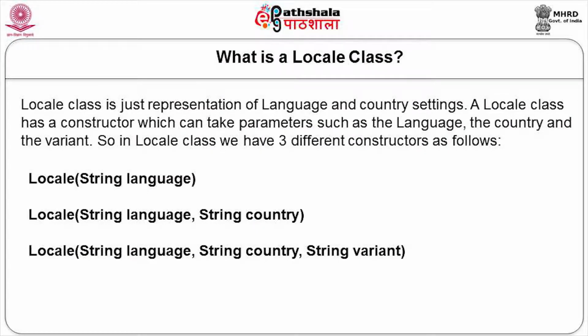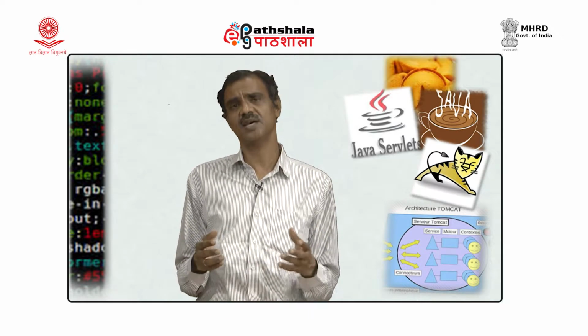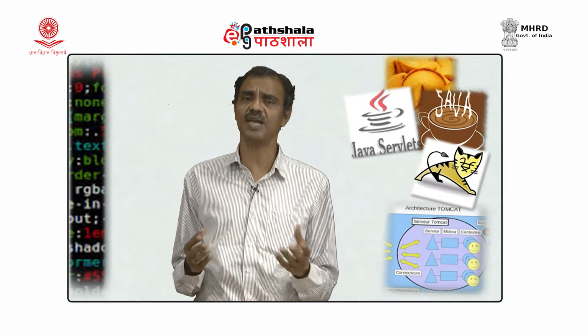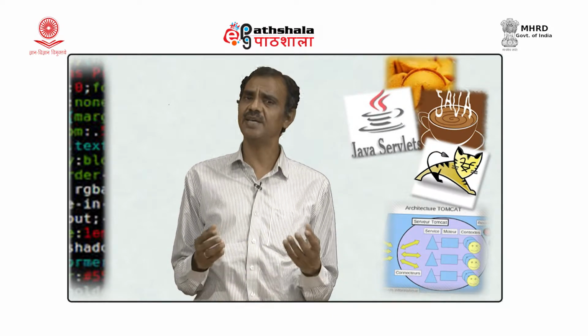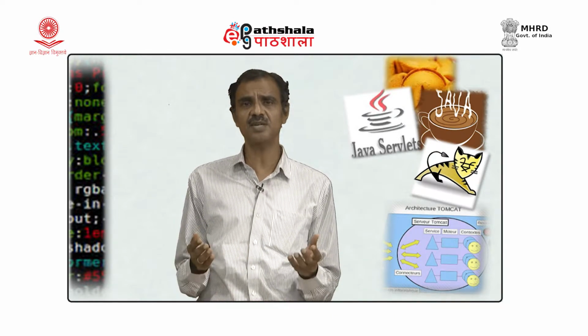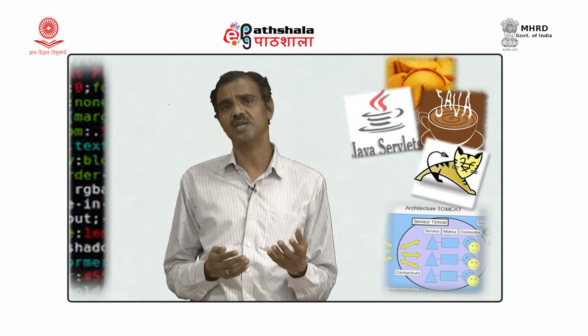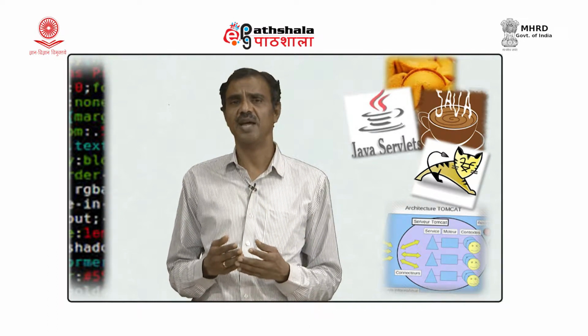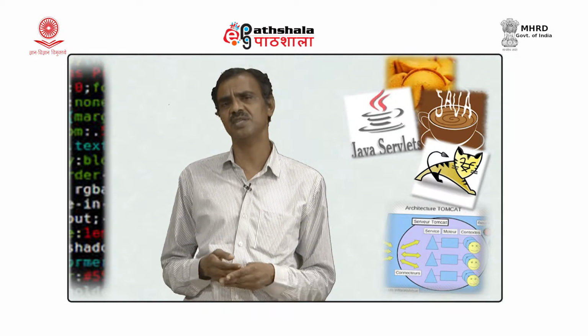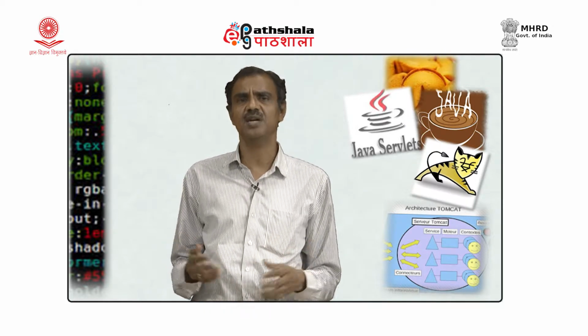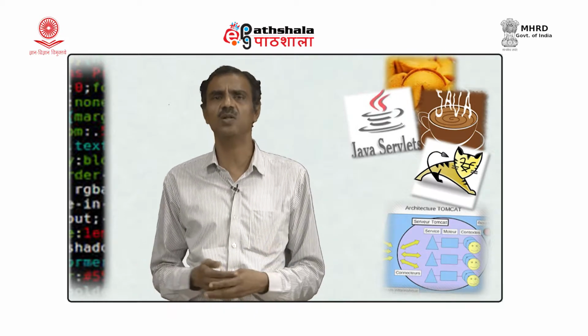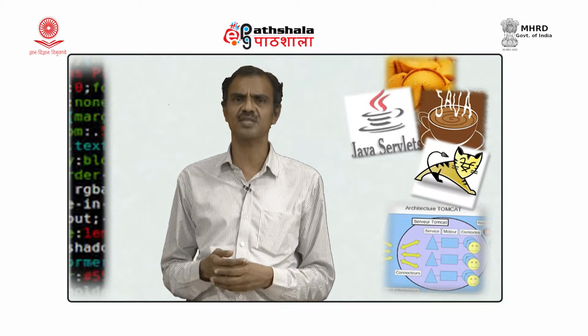So, let us start by understanding the class called Locale. What is a Locale class? A Locale class is just a representation of language and country setting. What is there in the Locale? The Locale class has a constructor which can take as parameter the language, the country, and in spite of the language and country, if you need some more variant, you can add your own variant also. So, you have 3 different constructors.